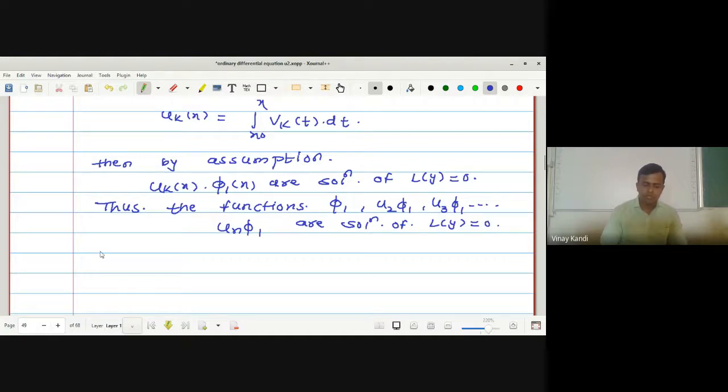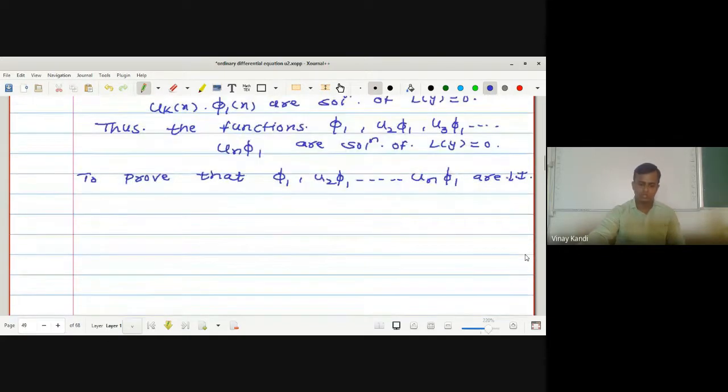Okay, now to prove that phi 1, u2 phi 1 up to so on un phi 1 are linearly independent. We have to prove that these solutions are linearly independent solutions.